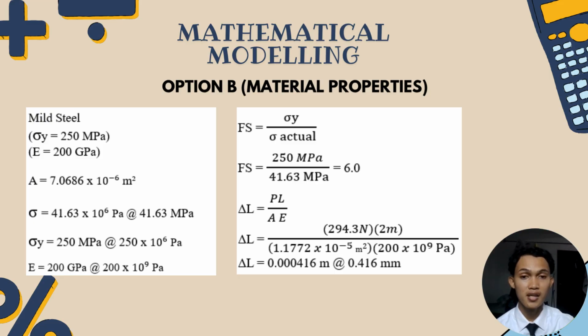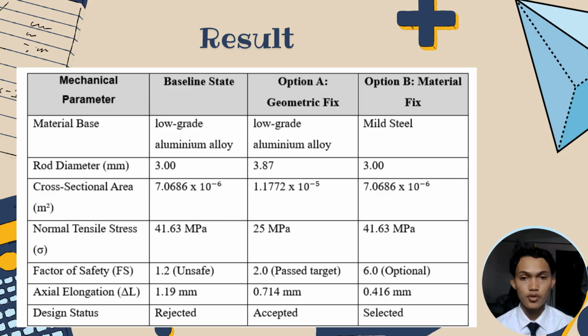So we can see that the safety factor is 3 times more than the target. And then we calculate the elongation, and we get delta L equal 0.416 millimeter. So this is the summary of our results for the case study.